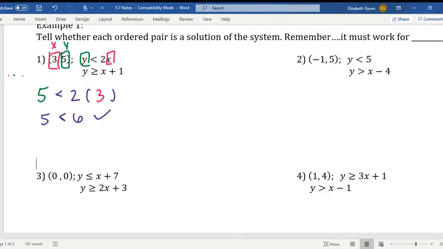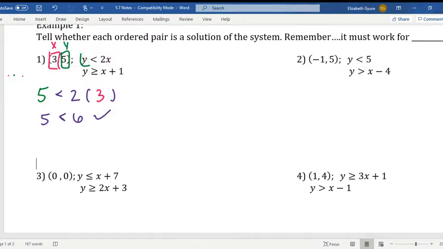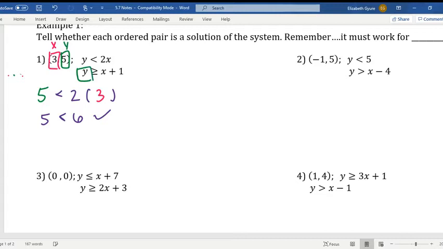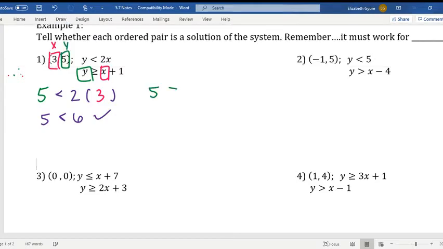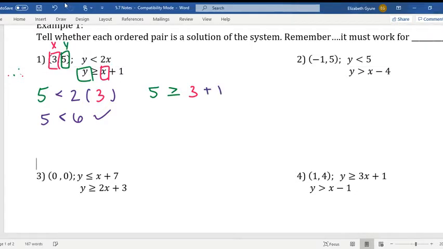All right, so 5 is less than 6, definitely. Now we've got to check it in the other equation. So now we're going to check it in this bottom equation. We need to put 5 where y is and 3 where x is. So we're going to have 5 is greater than or equal to x, which is 3, plus 1. That's just the rest of our equation. All right, what can be simplified here? Any ideas?